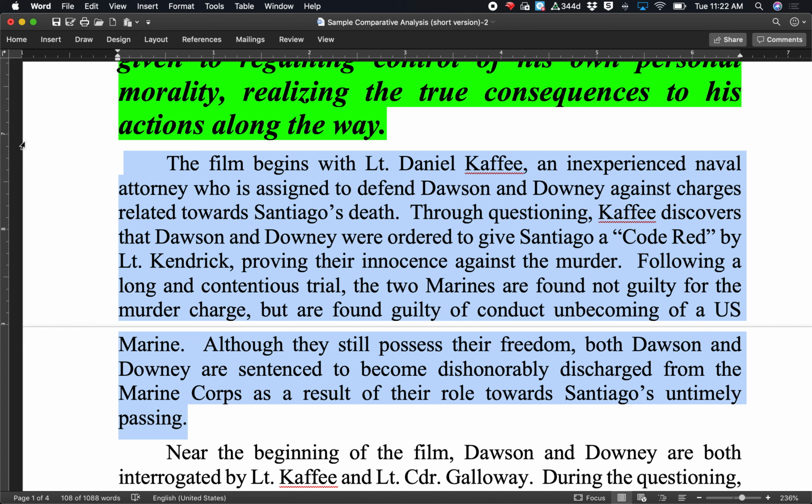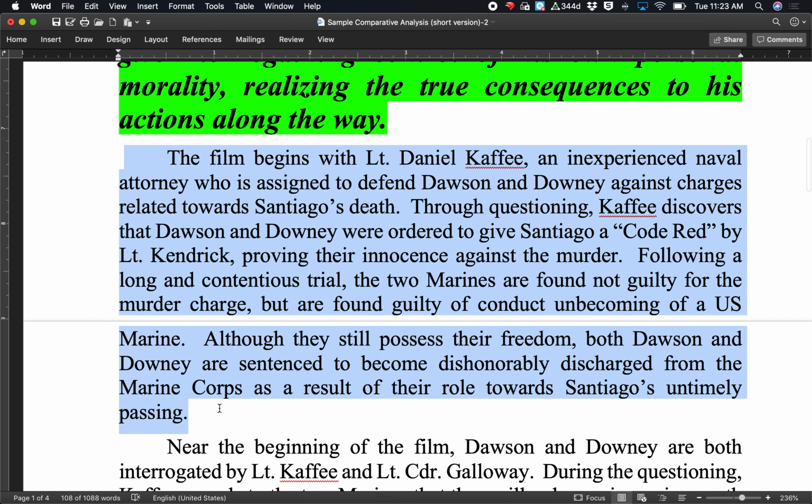The film begins with Lieutenant Daniel Caffey, an inexperienced neighborhood attorney who is assigned to defend Dawson and Downey against charges related with Santiago's death. Through questioning, Caffey discovers that Dawson and Downey were ordered to give Santiago a code red by Lieutenant Kendrick, proving their innocence against the murder. Following a long and continuous trial, the two Marines are found not guilty of the murder charge, but are found guilty of conduct unbecoming of a U.S. Marine. Although they still possess their freedom, both Dawson and Downey are sentenced to become dishonorably discharged from the Marine Corps as a result of their role towards Santiago's untimely passing.